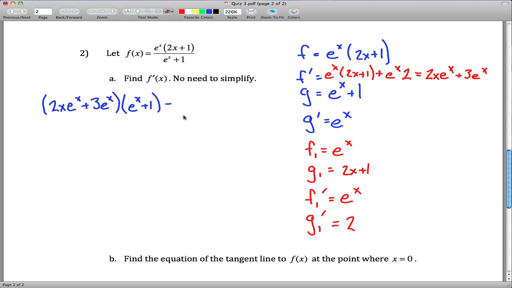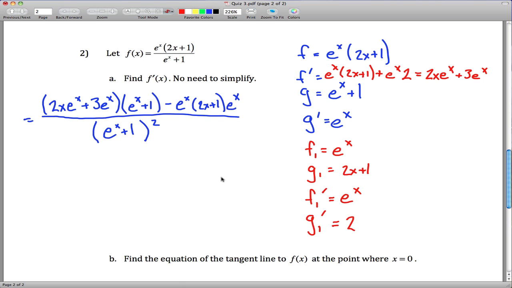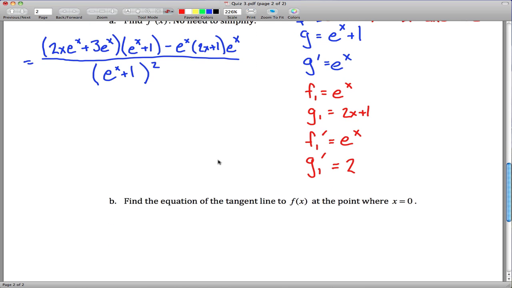And then from that, we subtract f left alone, e to the x times 2x plus 1 times the derivative of g, which is e to the x. And this entire thing gets divided by g squared, e to the x plus 1 squared. So it says no need to simplify, so no need to go any further than this. We'll just leave this huge mess as our answer for part A. And that brings us on to part B.